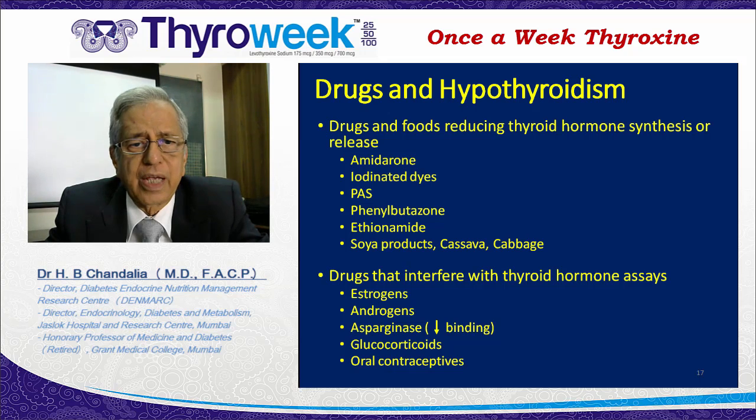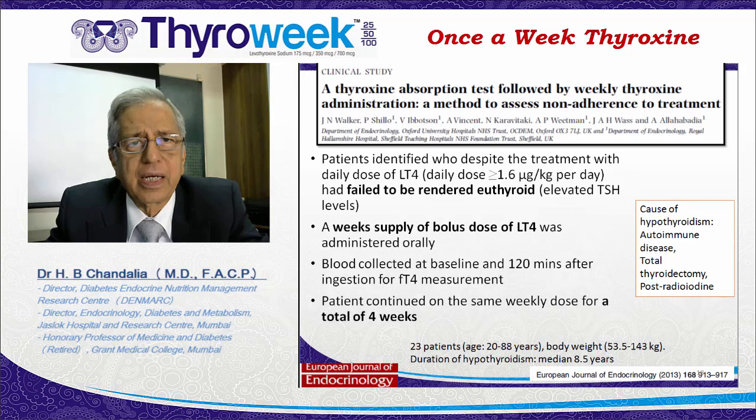The thyroid hormone assay, of course, is interfered with by some of these substances, such as estrogens and androgens, which change the concentration of thyroid binding globulins. And of course, glucocorticoids also alter this. And oral contraceptives obviously contain estrogens and progesterone, which will alter the thyroid hormone binding.